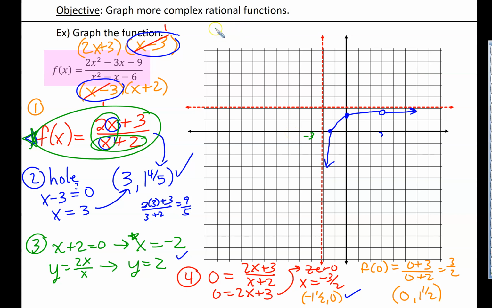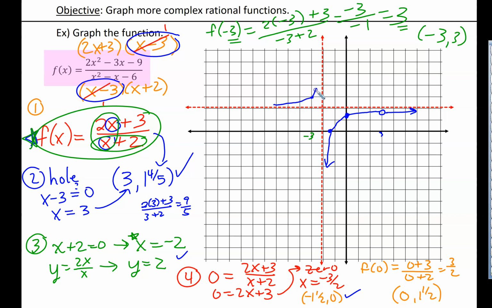So I'm looking at f of negative 3, which would be 2 times negative 3 plus 3 over negative 3 plus 2. That's negative 6 plus 3, which is negative 3. Negative 3 plus 2 is negative 1, which is positive 3. So this gives me the point negative 3, 3. So I'm going to graph that point, negative 3, 3. That puts it right there, and that gives me a point for this piece of my function to finish it up. All right, moving on.